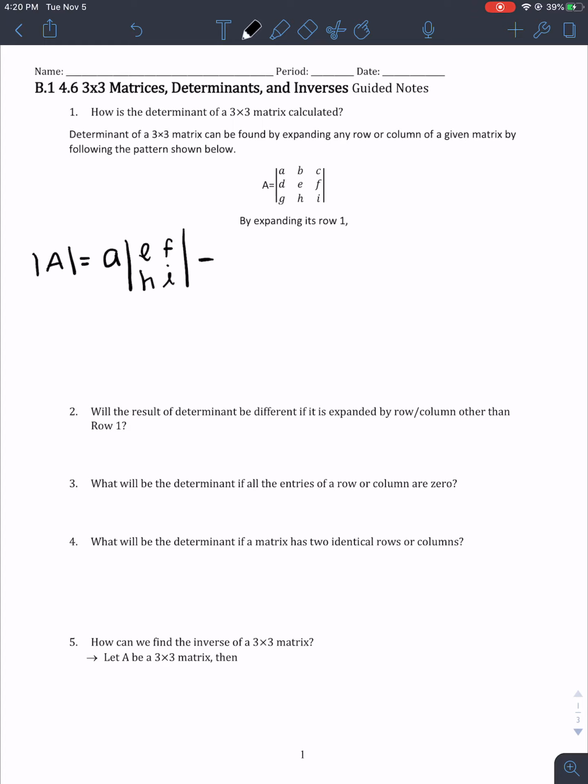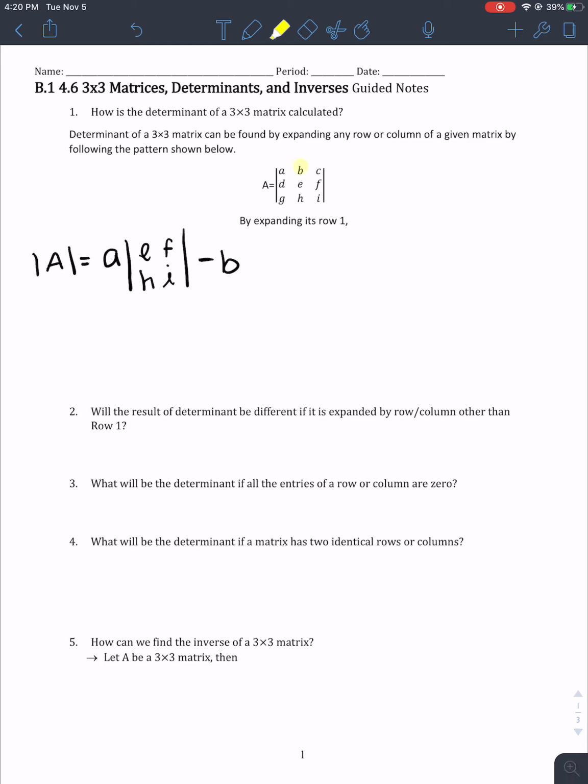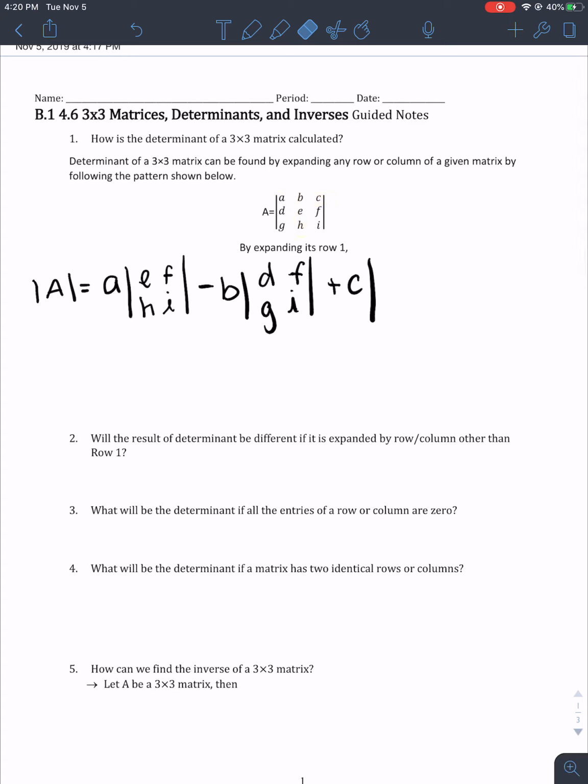Then you're going to take the second element, which is B, in the first row, and you are going to get rid of the middle column in that first row. So we're going to draw like a T. You're going to take the determinant of D, F, G, and I. Now you're going to add it to C times the determinant where you get rid of that last column and that first row: D, E, G, and H.